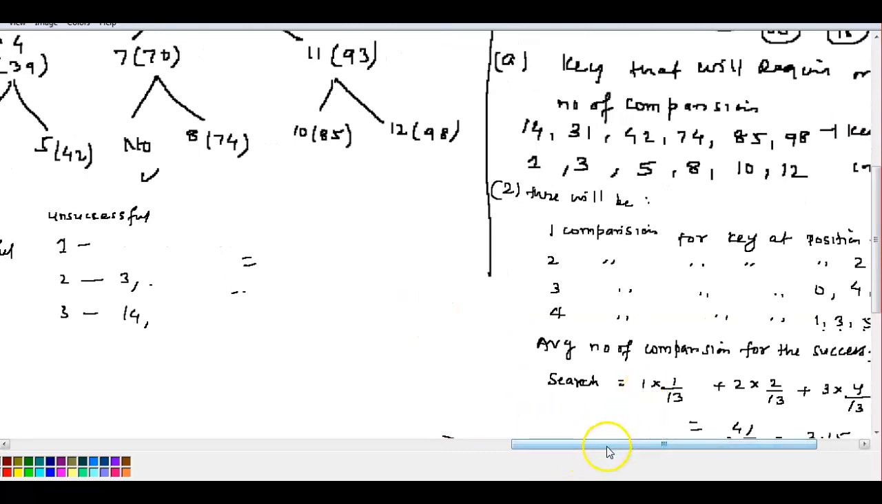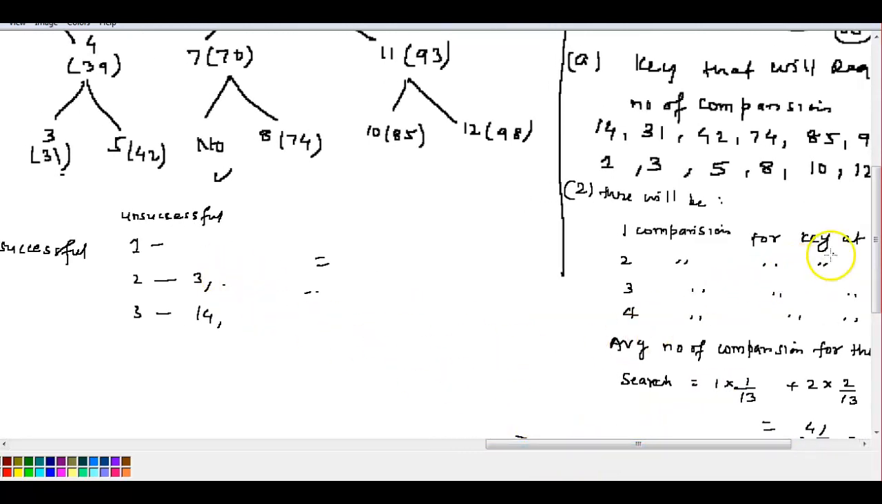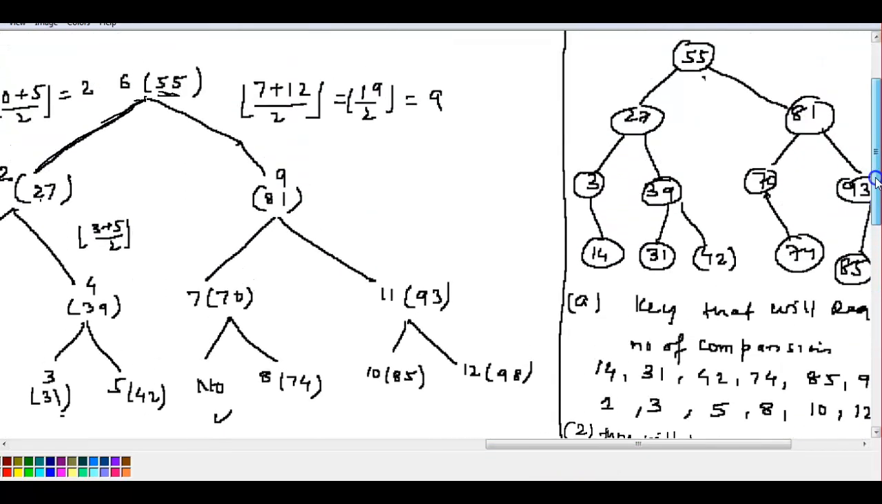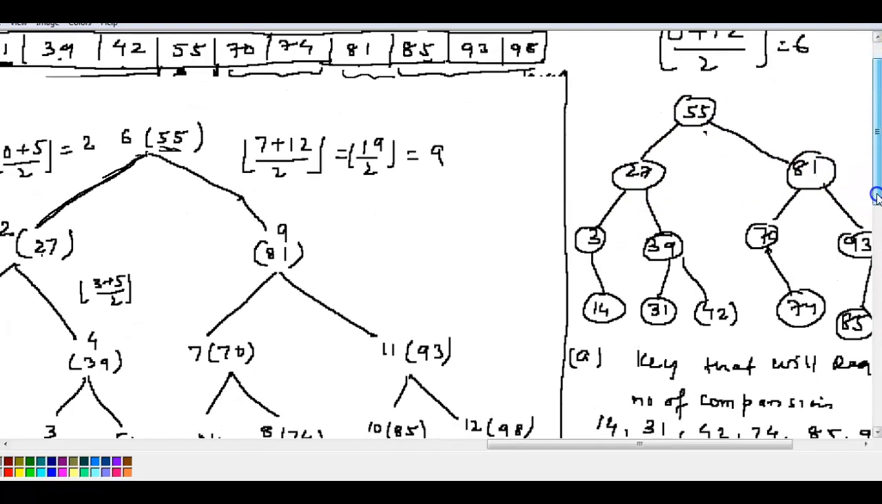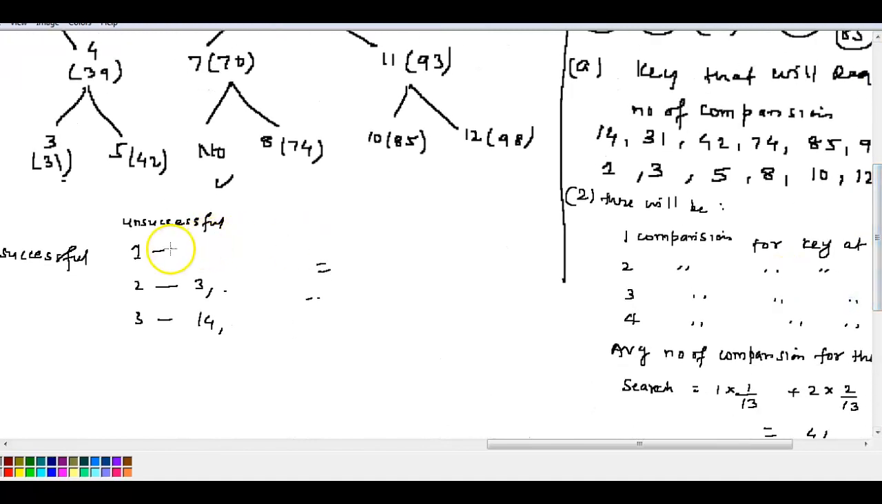1 into 1 by 13. Similarly you correct one compare unsuccessful, which one it will come? Consider you have to search 27. 81 also will be only one unsuccessful. So this is 27, this is 28. Means total number of elements counted. This is 2. Number of elements. Okay, so you write it here 1 into 2 by 4.